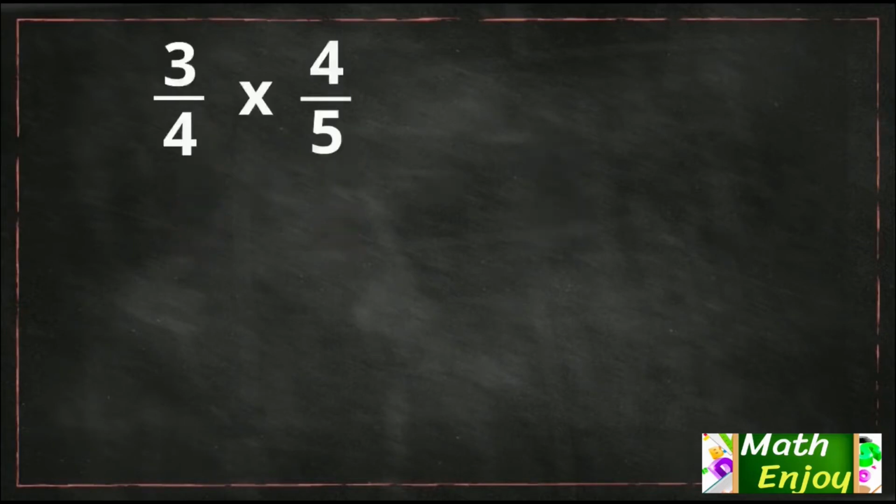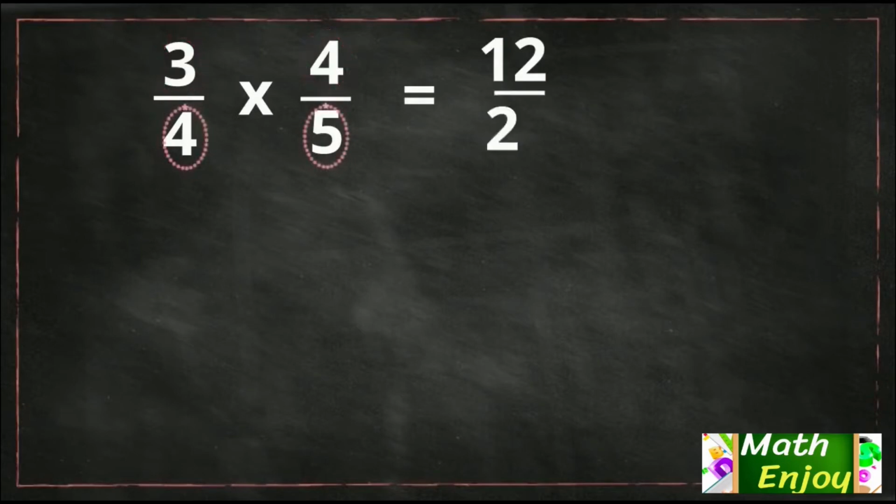Next example. 3 over 4 multiplied by 4 over 5. Here also we can do the same thing. We can multiply the numerators together. 3 times 4 is 12. 4 times 5 is 20. 12 over 20. This is the answer.